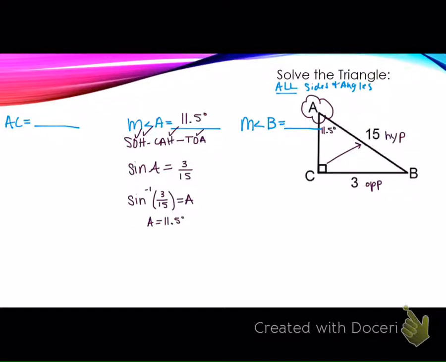Ayana, what would you want to find next? We found angle A. Now you have the choice between AC and B. You want to find AC. How would you find AC? You use the Pythagorean theorem. Do we know our hypotenuse? What is our hypotenuse, Ayana? Okay. So I have A squared plus 3 squared equals 15 squared.